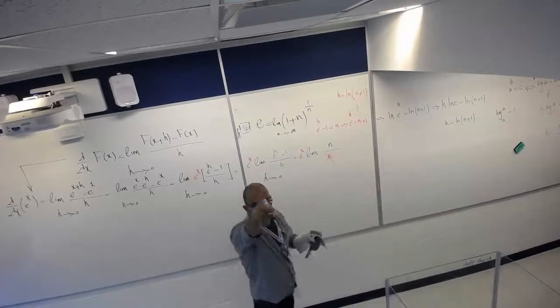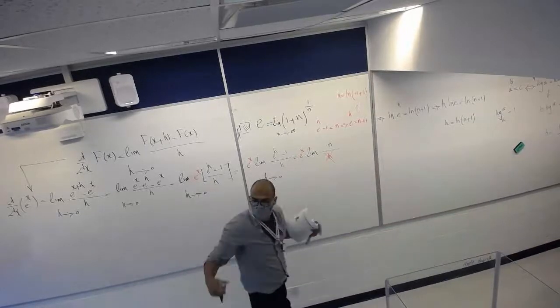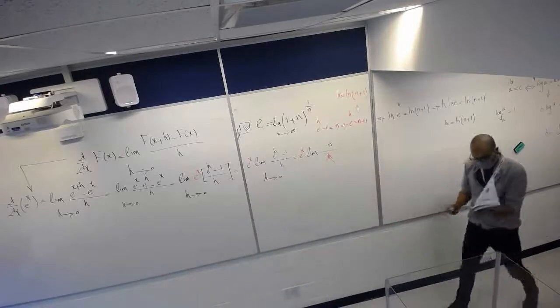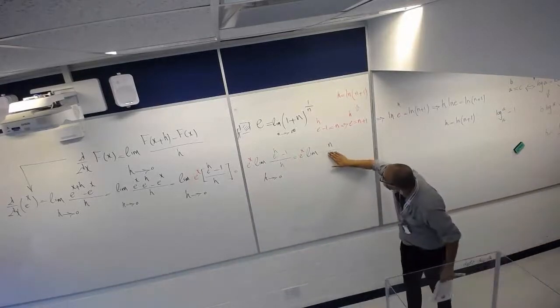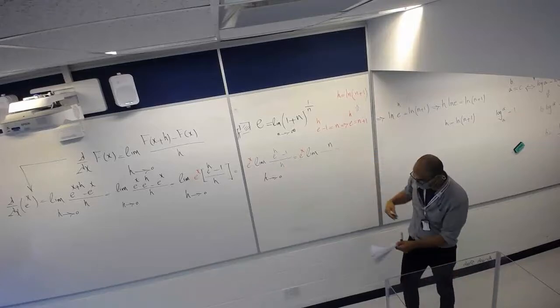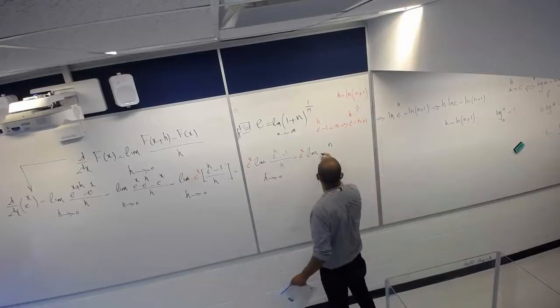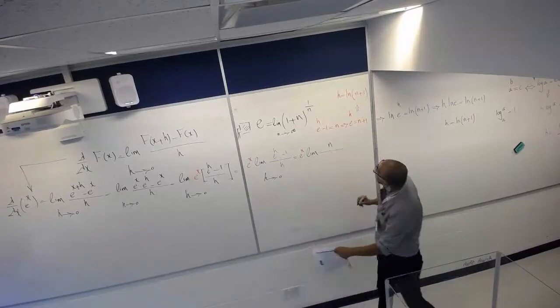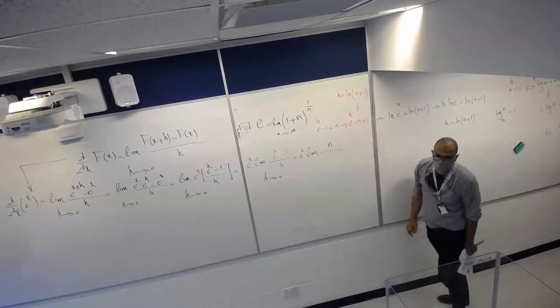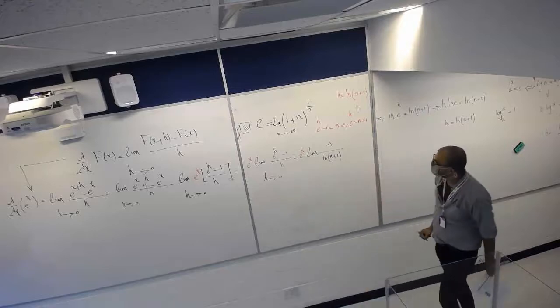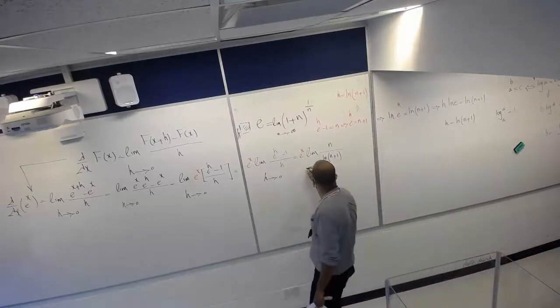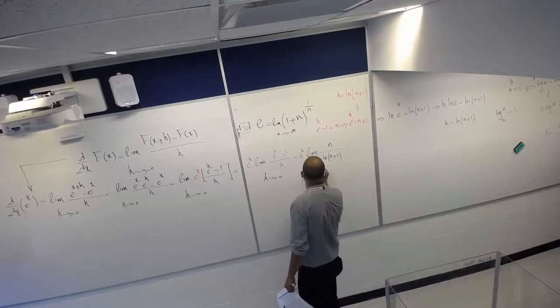Does it make sense now? Yes? Everyone is okay? Okay, now. Then as a result, instead of writing h, I'm going to write this expression, ln of n plus 1. I know that h is still going to 0.